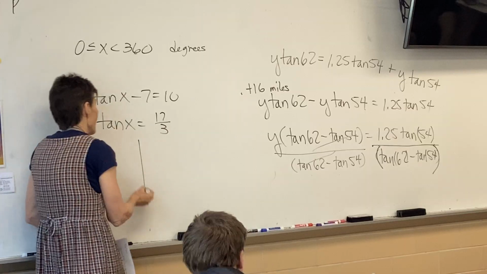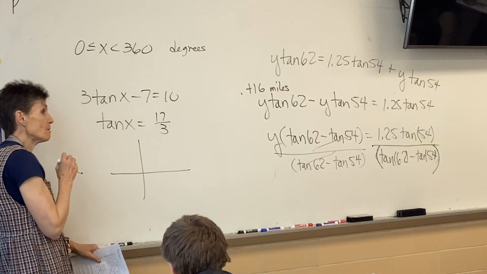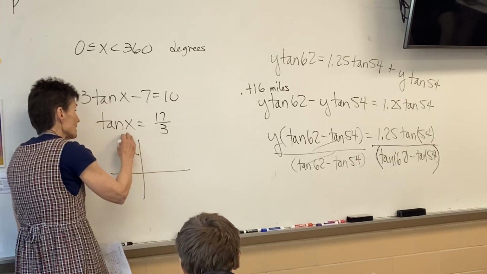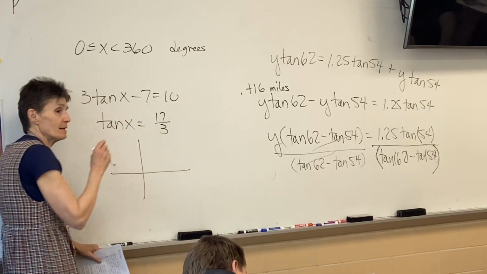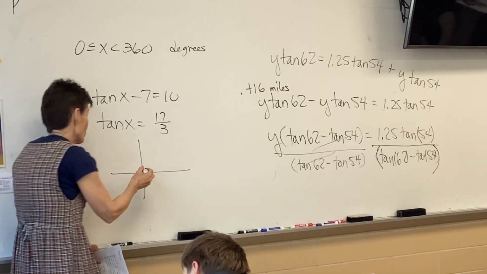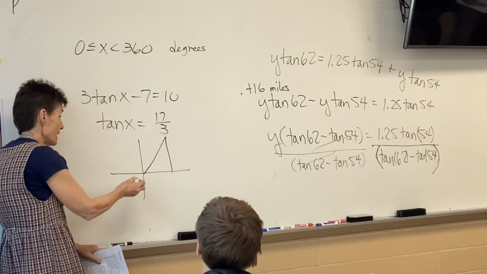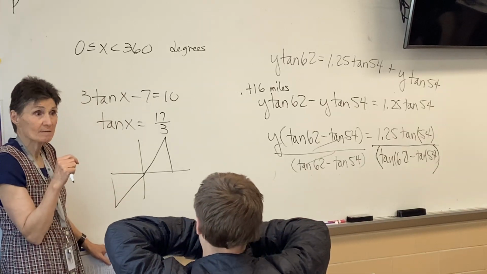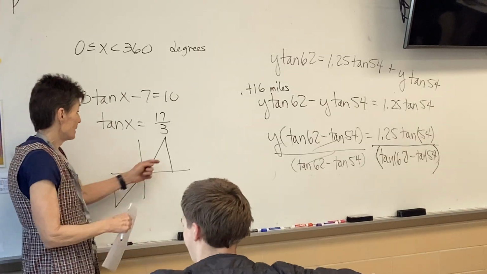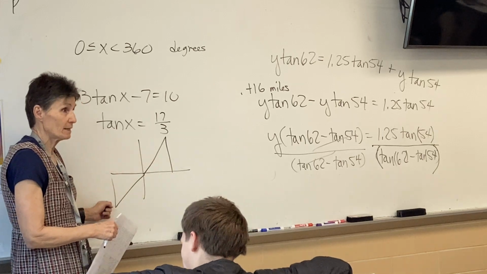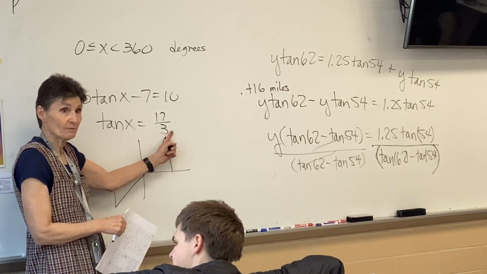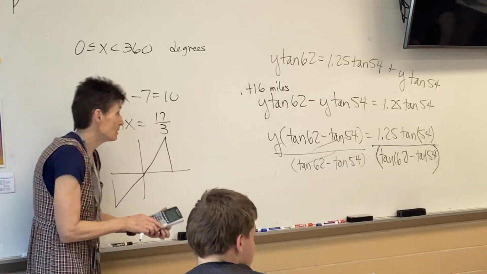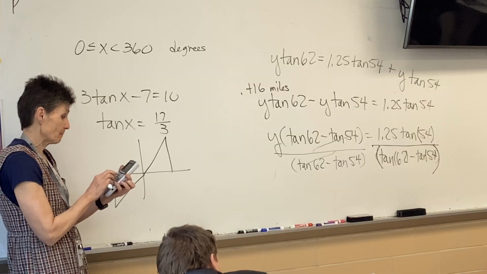Either way, I have to figure out where it can happen. In which quadrant can the tangent be a positive number? For sure 1 and 3. Tangent is y over x. Both positive or both negative, I end up with a positive fraction. Okay? Now I'll go to my calculator, in degrees.